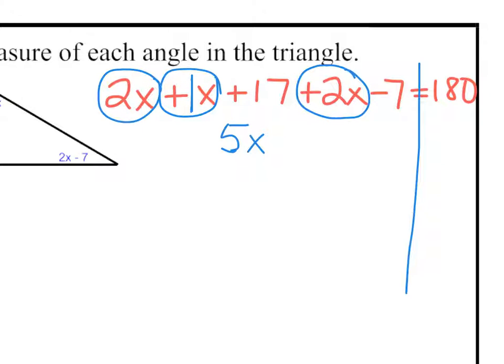5x, and then we're going to combine positive 17 and negative 7. Just do it from left to right. 17 minus 7, what would that give me, guys? 10. 5x plus 10 equals, bring down 180, because there's nothing to combine over there.